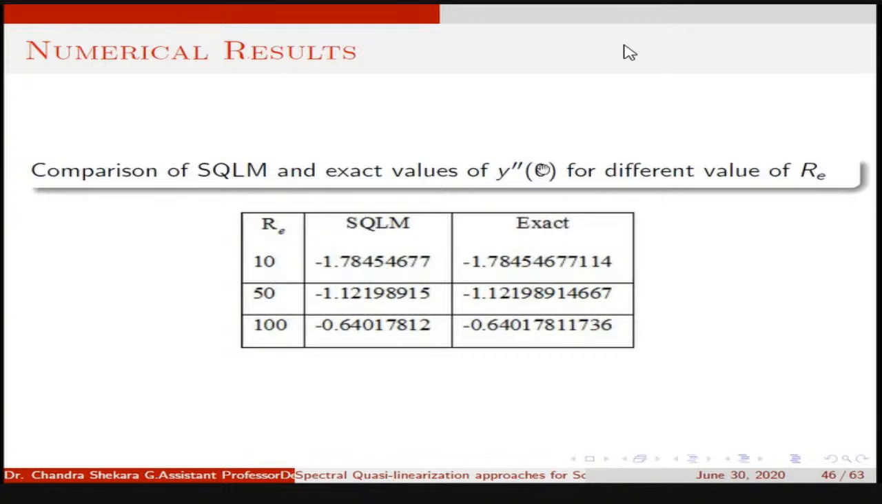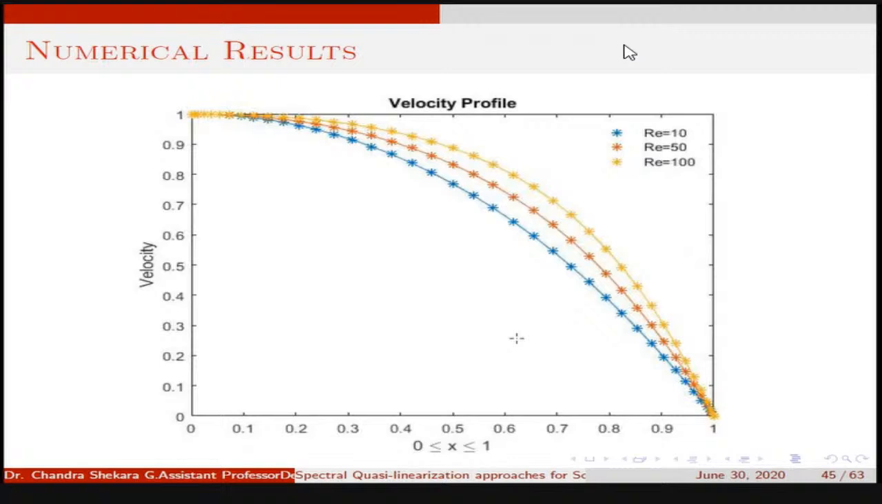So y double dash of 0 is near the left wall. The exact values of skin friction are given like this with respect to different Reynolds numbers. For Reynolds number 10, you can check that almost 8 digits are the same. I just fixed the programming for 8 digits, but it is exactly the same as the exact one. Similarly, at 50 it is the same up to 8 digits, and at 100, up to 8 digits, it is the same. Therefore, this spectral collocation method, along with quasi-linearization, is highly accurate for boundary value problems.